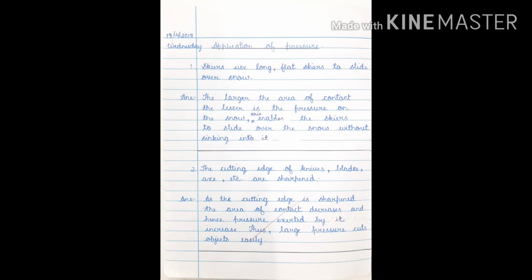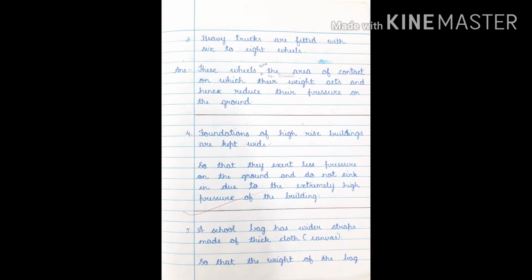Second question. The cutting edges of knives, blades, axes, etc. are sharpened. Answer. As the cutting edge is sharpened, the area of contact decreases and hence the pressure exerted by it increases. Thus, large pressure cuts objects easily. Third question.